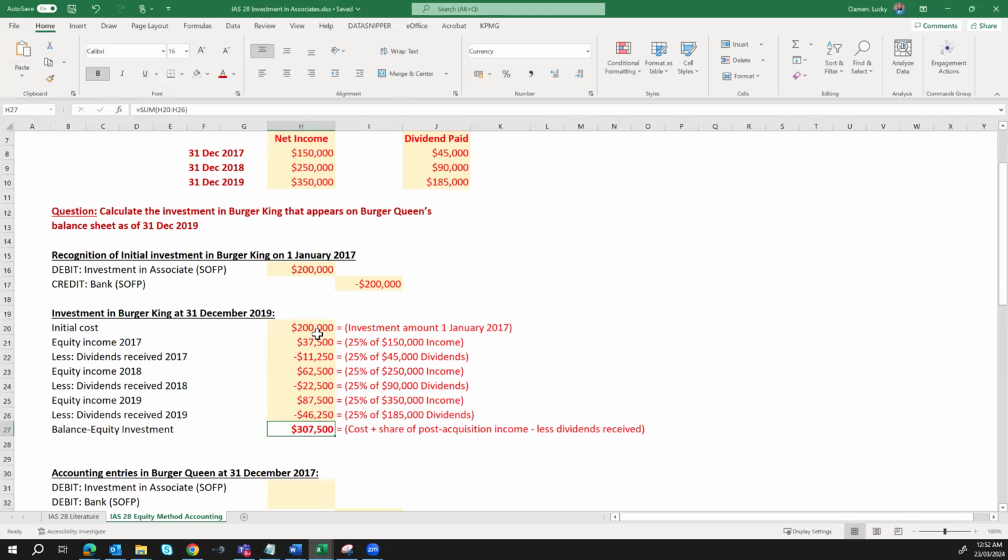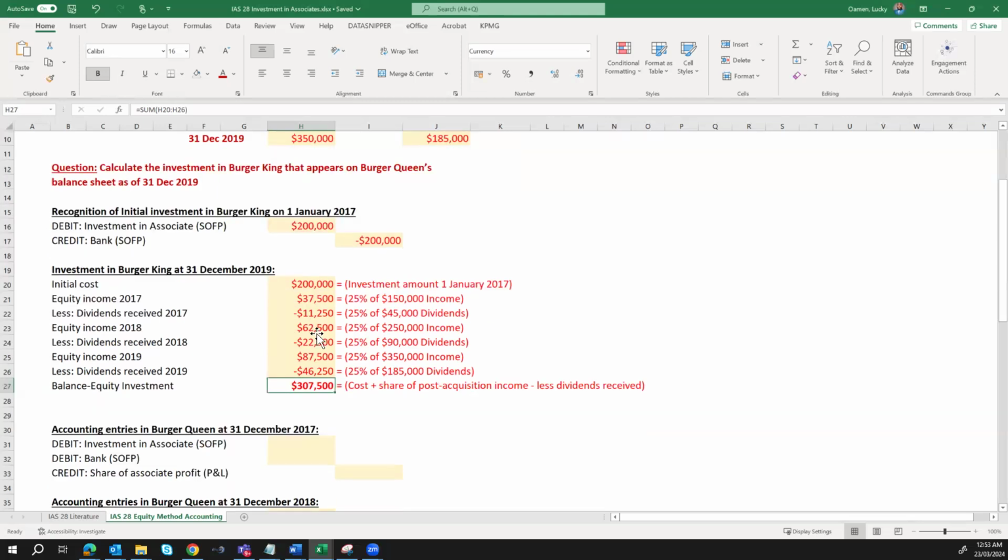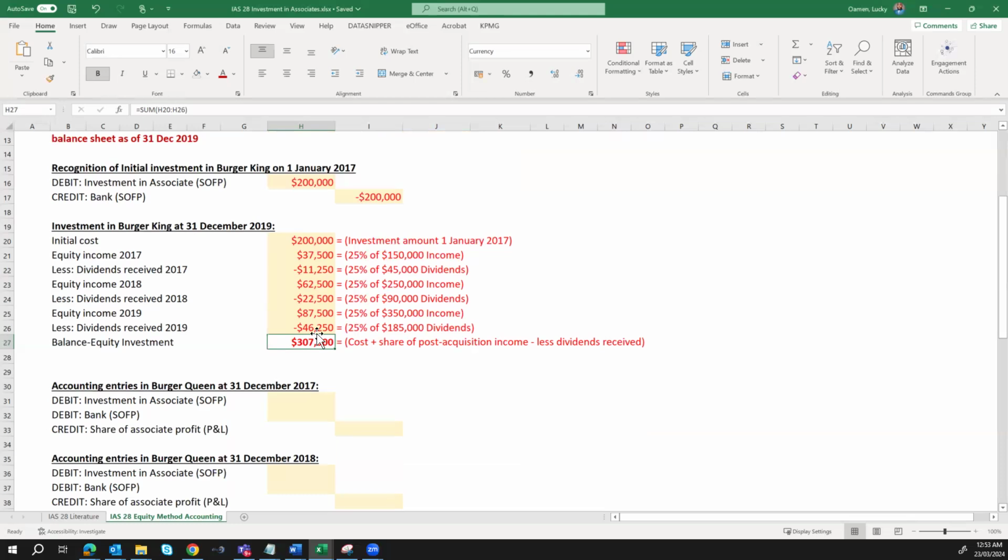So when we sum up the entire amount, including the cost, we have the carrying amount of $307,500. So this is simply the initial cost plus the share of profits less the dividends that we received in the period, which will give us the carrying amount in our balance sheet as at the end of December 2019. All right. So let's see how the accounting will work year on year for each of these elements, like the share of net income and the share of dividend received. How do we account for this using debit and credit?